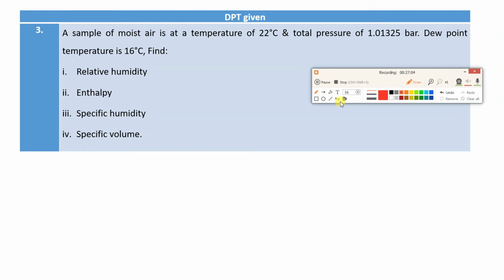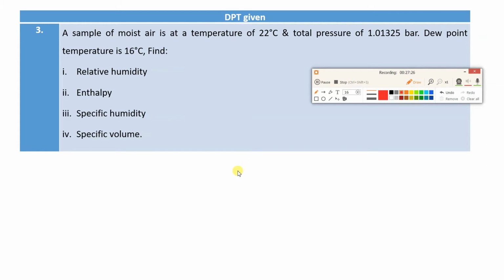In the third numerical, dew point temperature is given. Here you can see the dew point temperature is 16 degrees Celsius. So using that dew point temperature, we have to calculate PV. What is PV? It will be Psat at TDP, the dew point temperature.